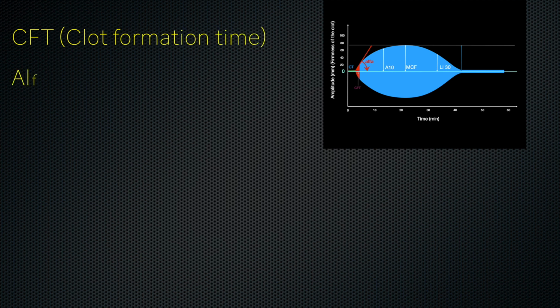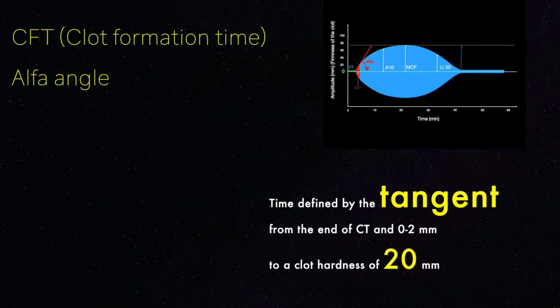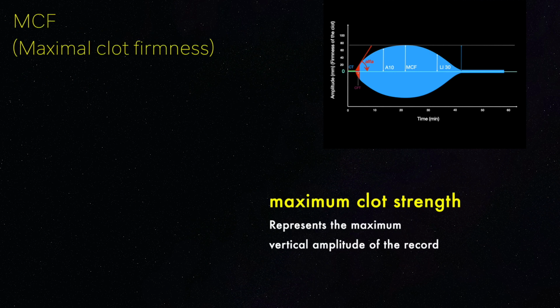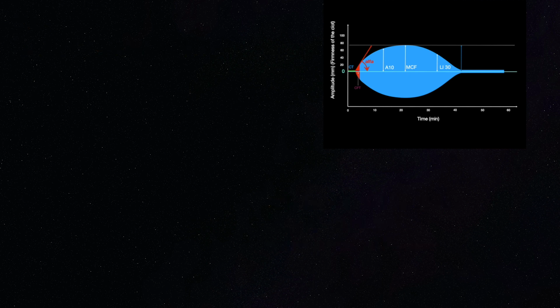CFT, clot formation time, and alpha angle. It is the time defined by the tangent from the end of the CT and 0 millimeters to a clot hardness of 20 millimeters. MCF, maximum clot firmness. The maximum clot firmness defines the maximum clot strength and represents the maximum vertical amplitude of the record.